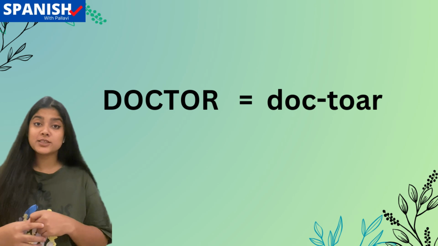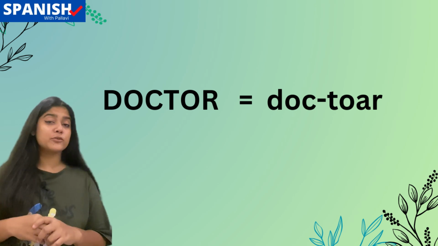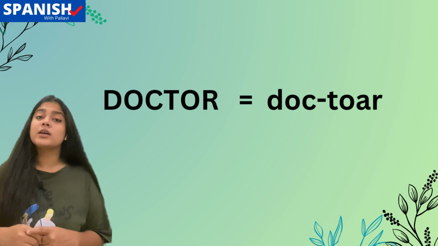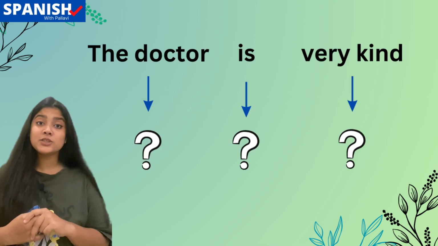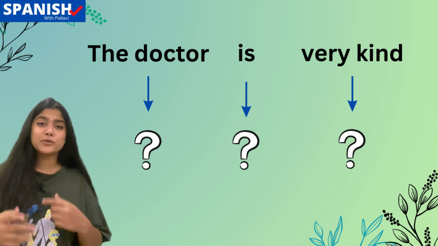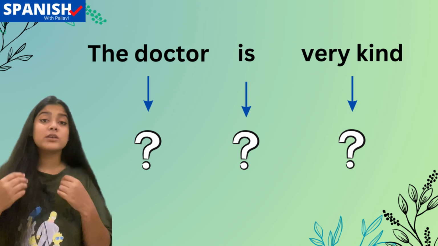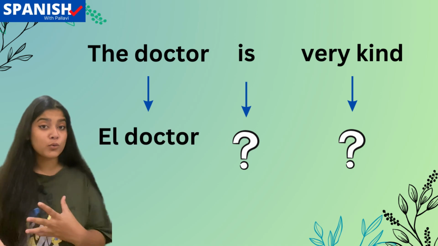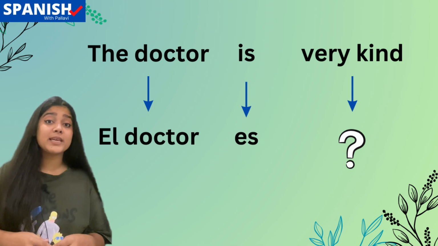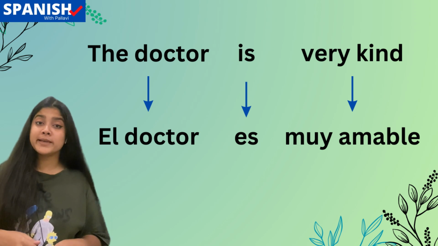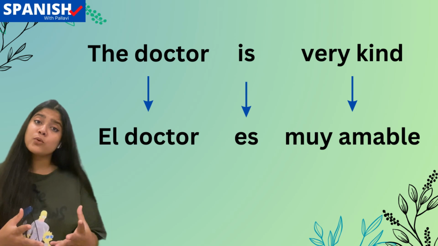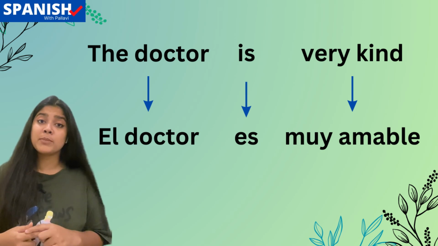Next, in English, doctor. And how do you say that in Spanish? Doctor. The example in English: the doctor is very kind. How do you say that in Spanish? The doctor will be el doctor. Is will be es. Very kind, muy amable. So the whole sentence will be: El doctor es muy amable.